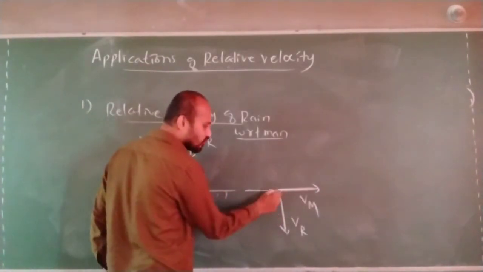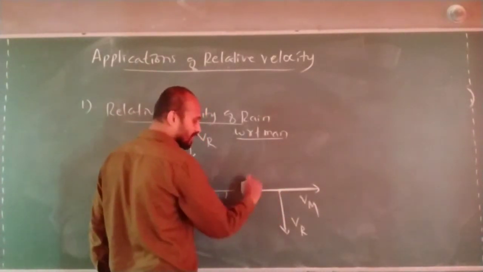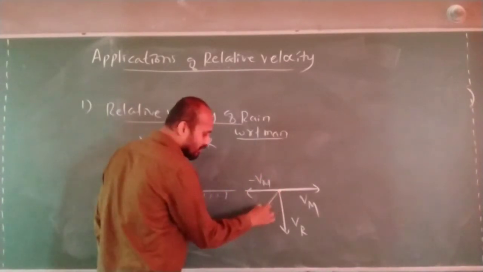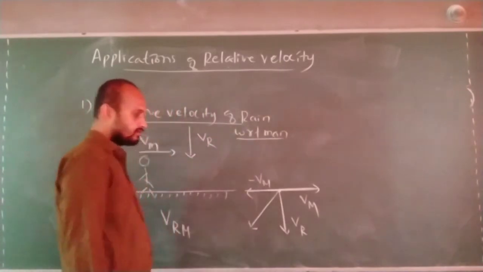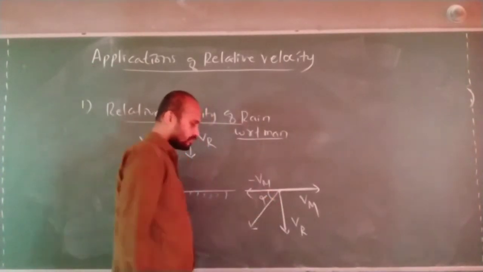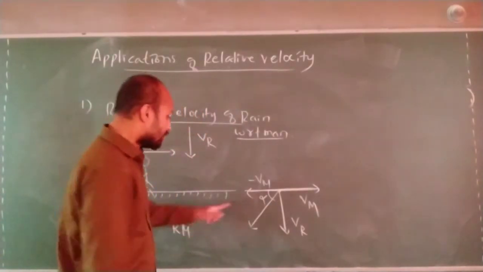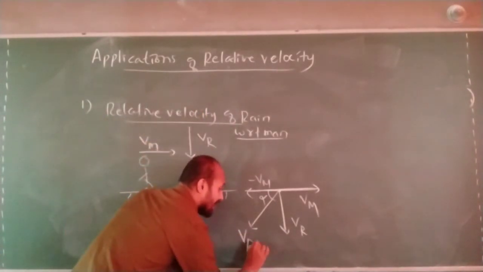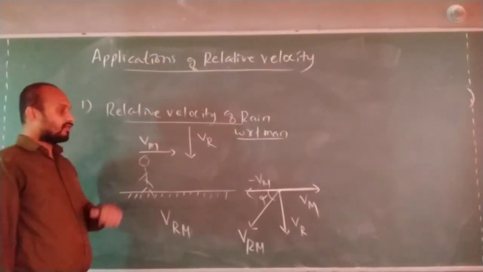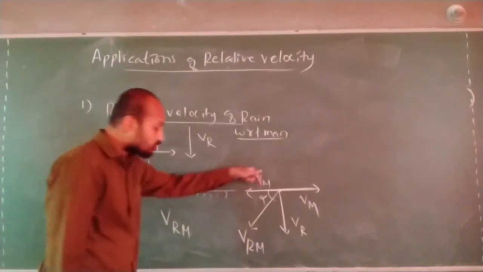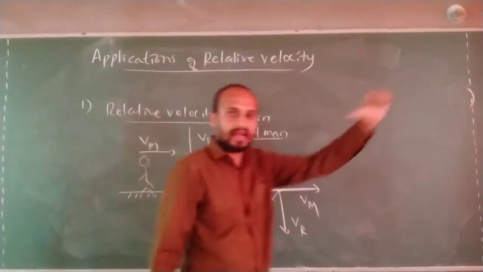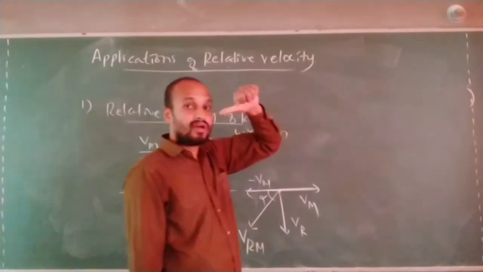When the man is at rest, I will add this velocity to the person. This will become minus Vm. And the resultant of these two will be somewhere here. Let's say it is making angle alpha. This is the velocity of rain with respect to man, acting somewhere here. That is why, when you are moving, rain looks like it is coming towards this part.